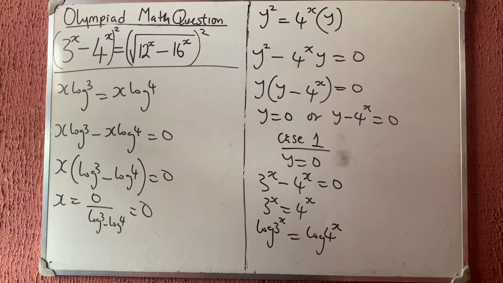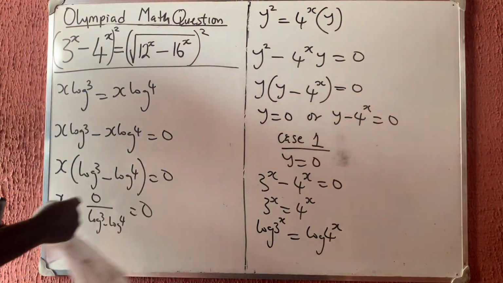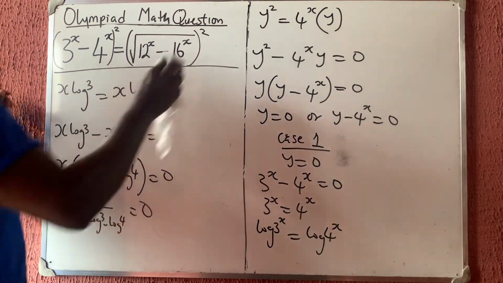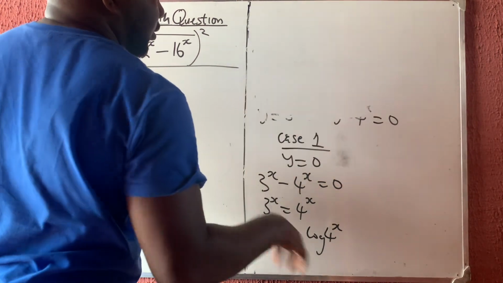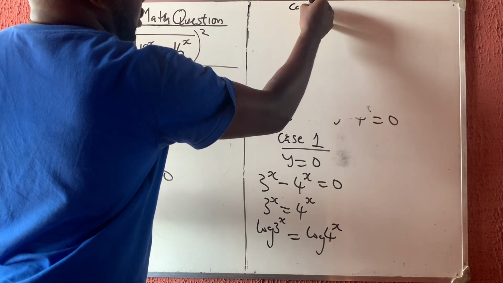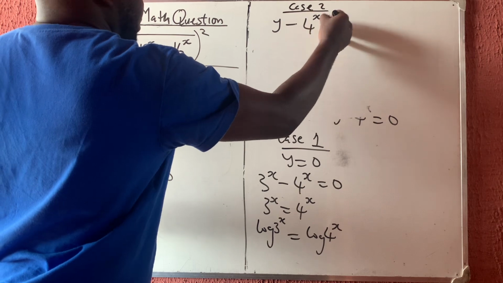So let's consider the second one. The second one says that, this is the second one here. So let us consider that. Permit me to clean somewhere here. In the second case, that is case 2, case 2 said that y minus 4 raised to power x is equal to 0.